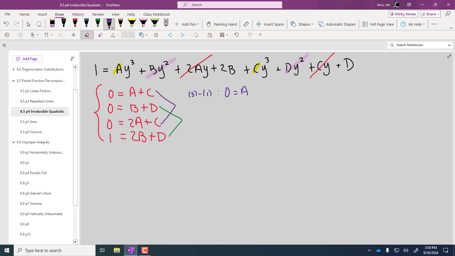And if a is 0, what is c? If a is 0, c has to be 0. Now let's go to the greens. Let's do 4 minus 2. So equation 4 minus equation 2. We're going to do 1 minus 0. We're going to do 2b minus b. And we're going to do d minus d. So b is 1. If b is 1, d is -1. So now we have all 4 of our coefficients.